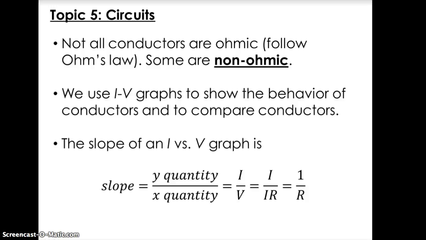Now, the thing about conductors is that they're not all ohmic. They don't all follow Ohm's Law. Some are what we call non-ohmic. So we use an IV graph, current versus potential difference, to show how different conductors behave and to compare different conductors. Of course, the slope of an IV graph, y quantity over x, works out to be 1 over resistance.